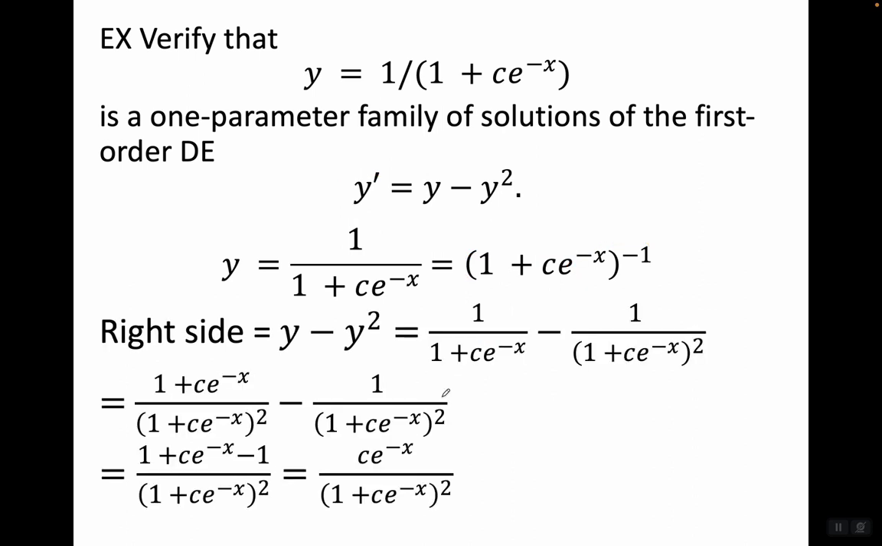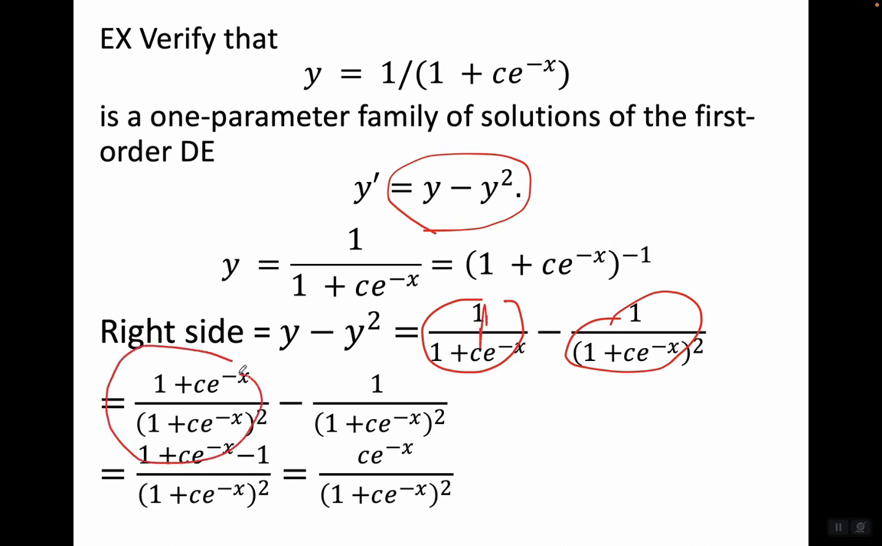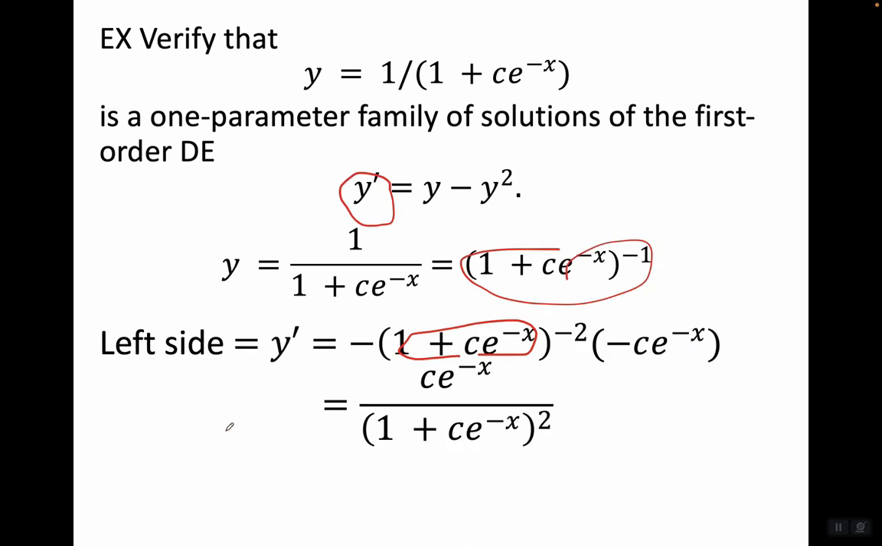Now let's consider the right side of the differential equation, namely y minus y squared. Okay, here's y, and y squared is just going to look like this. You're just squaring the denominator. So let's find a least common denominator. That's just going to be 1 plus c e to the negative x squared. So for this, multiply top and bottom by 1 plus c e to the negative x, and this is what we end up with. So we have this minus 1 over 1 plus c e to the negative x squared. They have the same denominator, so we can rewrite this as 1 plus c e to the negative x minus 1. In other words, c e to the negative x all over 1 plus c e to the negative x squared. Okay, now check this out.